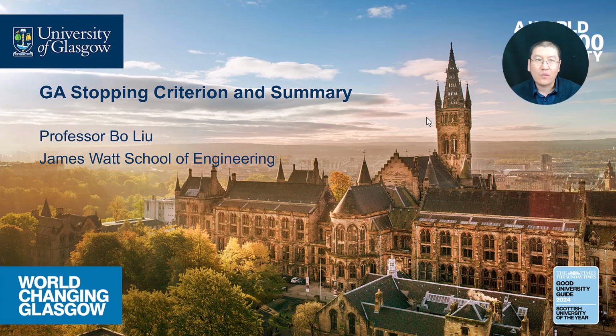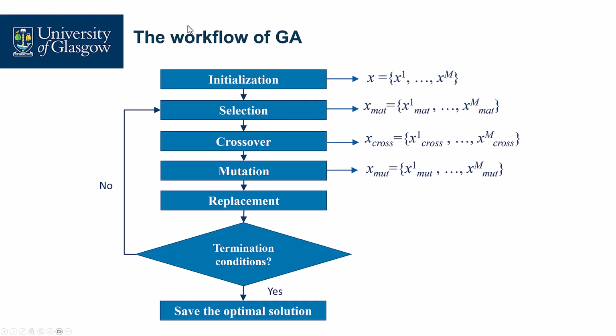In this session, we will talk about the GA stopping criterion, and at last, we will provide a summary of GA. As we can see from the workflow of GA, we have covered the initialization, selection, crossover, and mutation. Replacement is very straightforward. Now we leave the last block, termination conditions, or we call it the stopping criterion or stopping conditions. That is the same thing.